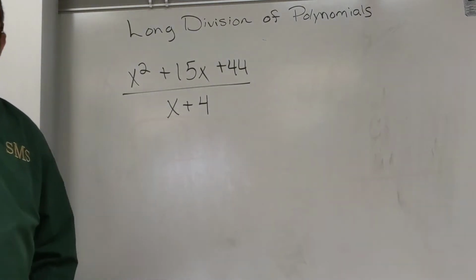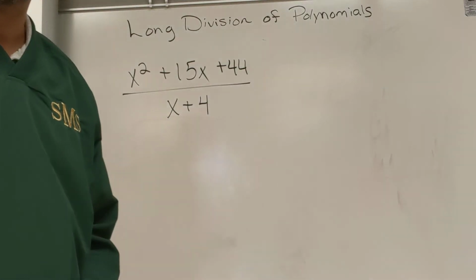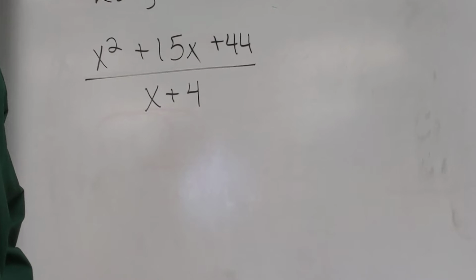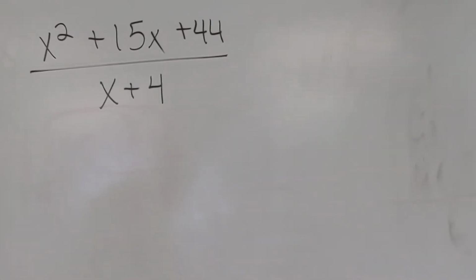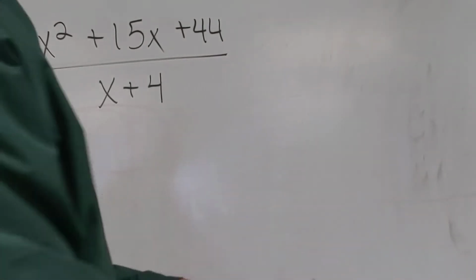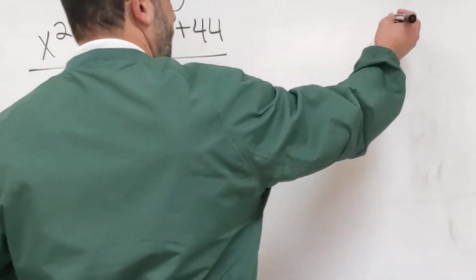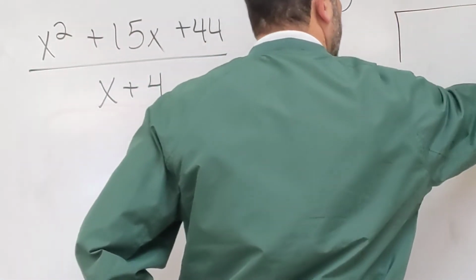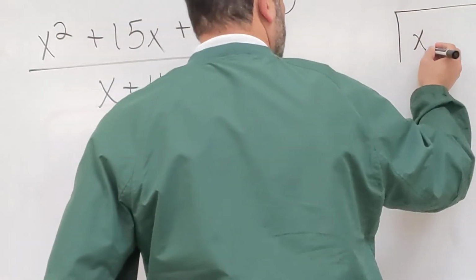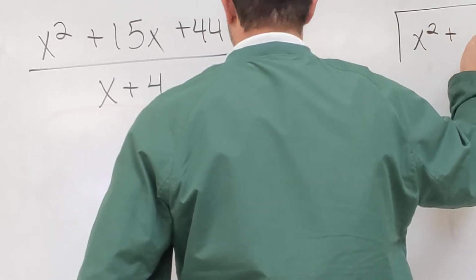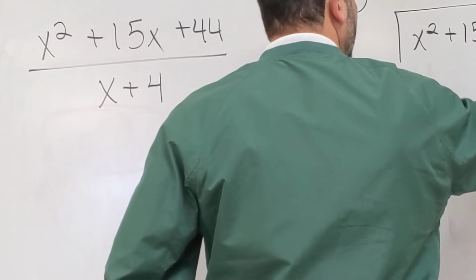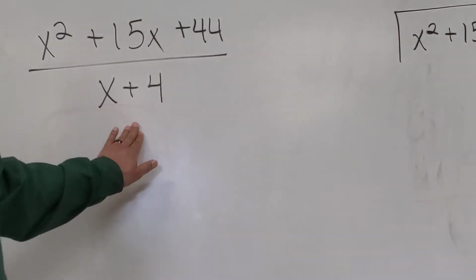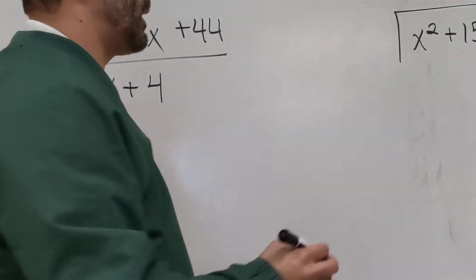If I have x squared plus 15x plus 44 divided by x plus 4, I'm going to do the same thing that I did last time to solve this by long division. So I'm going to come over here, and I'm going to set this up for long division with x squared plus 15x plus 44. And then I'm going to take my x plus 4 and put that over here.